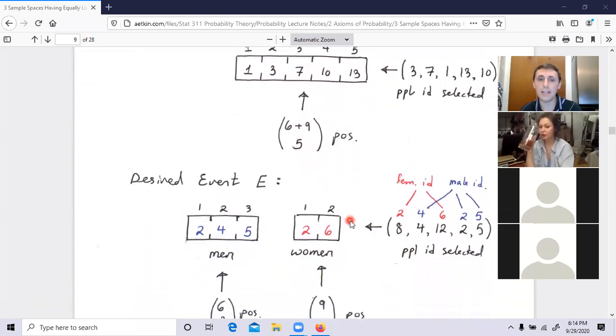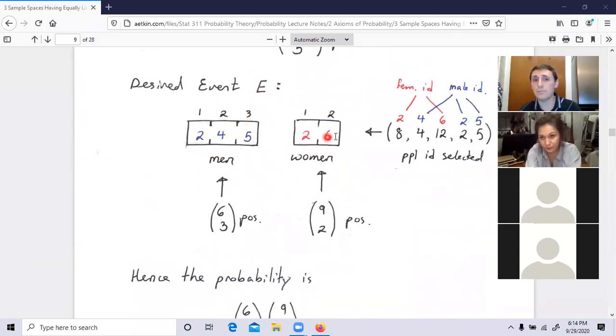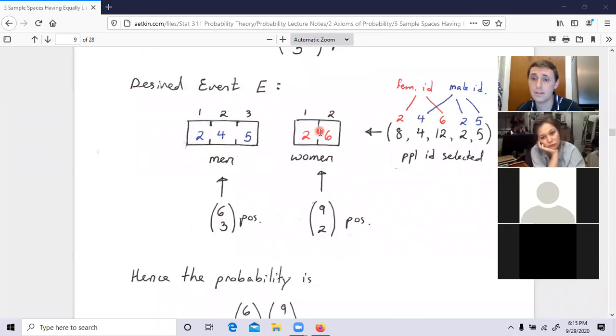Good. And here is my Kafka form to calculate the desired event. When I have this number, I will look at this. Let's say those are the population numbers that were selected. Then I look at their female or male IDs, and I group the male IDs in order, and I group the female IDs in order. And how many possibilities are there to fill in this form? This form can be filled in 6 choose 3 possibilities. This form can be filled in 9 choose 2 possibilities. Good.